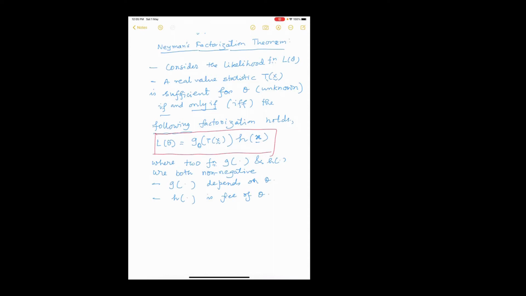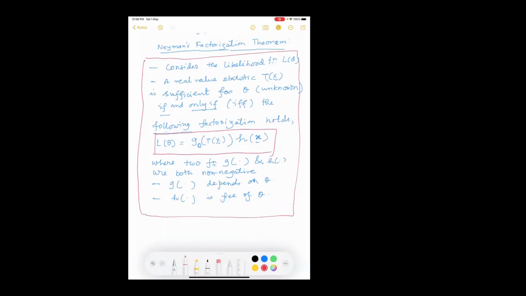Okay, so this entire thing I'm just putting into a box. This is typically called Neyman's factorization theorem. Now, proof, I'm not going into the proof. The proof is somewhat in the same direction as what we proved for the sufficiency theorems and all these things.